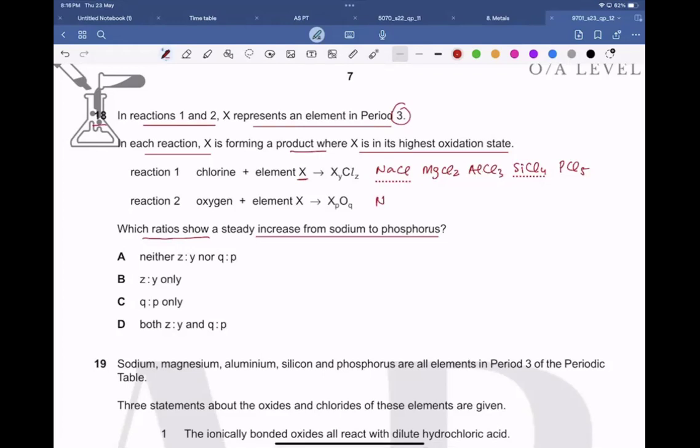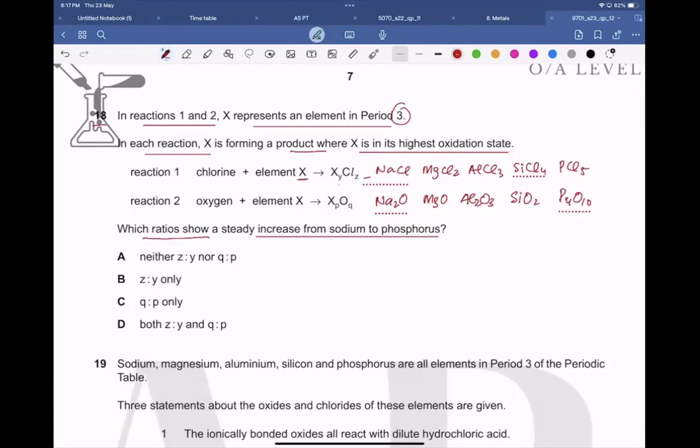If X is magnesium, then MgO. If X is aluminium, then Al2O3. If X is silicon, then SiO2. And if X is phosphorus, then P4O10. So in each, which ratios show a steady increase from sodium to phosphorus?